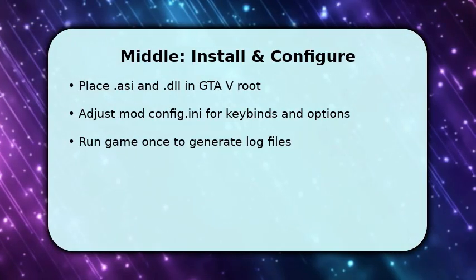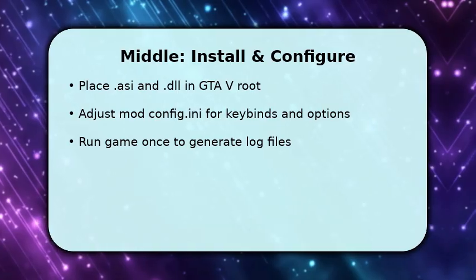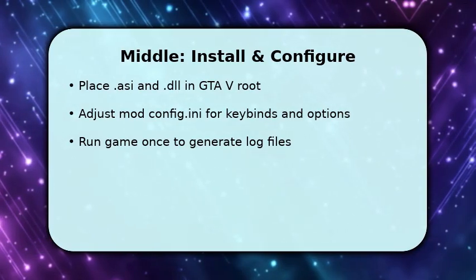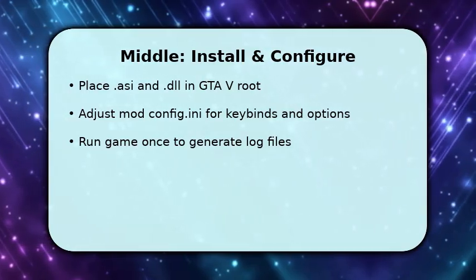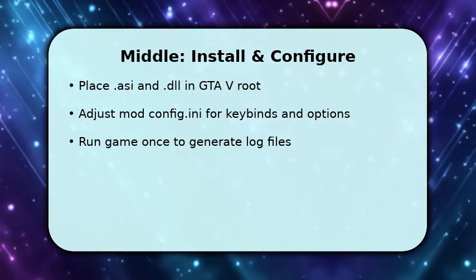Copy the SC and NE DLL files into the GTA V root so Script Hook V will load them at launch. This is how automatic injection works. Open the mod's config.ini and set keybinds, language, or sensitivity so behavior matches your expectations because defaults often conflict.